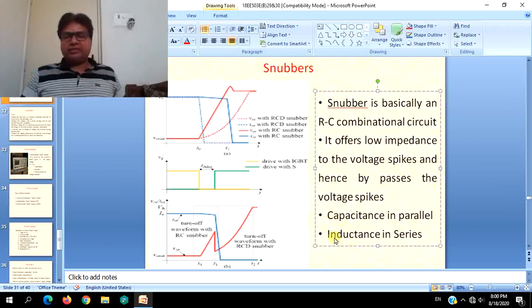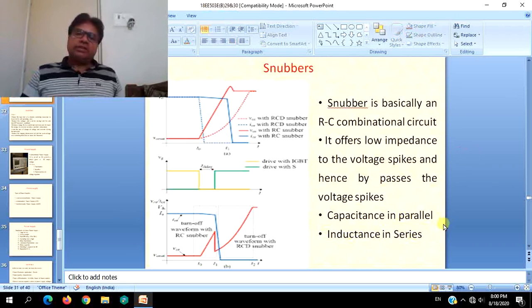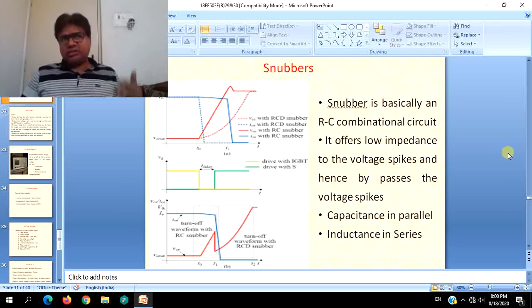The basic action of capacitance and inductance will come into picture. An inductance in series will oppose the change in current. The capacitance in parallel will also oppose the change in voltage across its terminals when connected in parallel, or it gets charged up to a voltage over which it will not allow it. Likewise, it offers low impedance to the voltage spikes and hence bypasses them. So this snubber circuit basically offers low impedance to the voltage spikes.